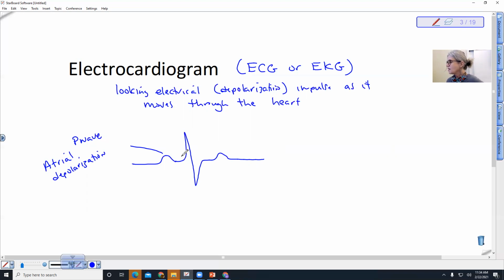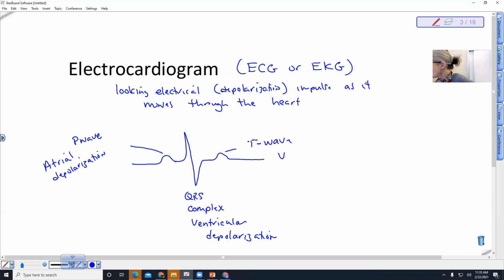And then this is what is called the QRS complex. So this is my QRS complex. And this is where the ventricles depolarize. So it'd be ventricular depolarization. So that's where the ventricles contract. And then this is called my T wave. And this is where the ventricles relax or become repolarized.